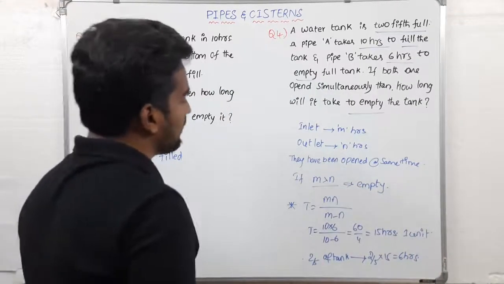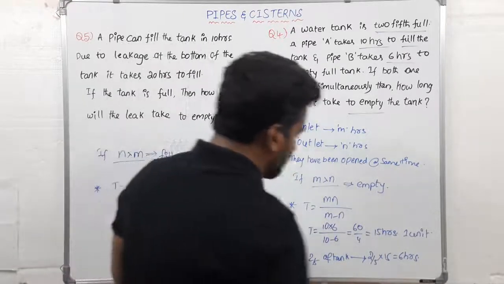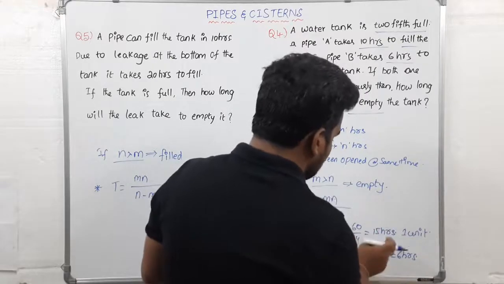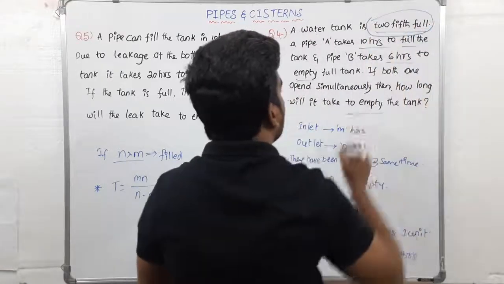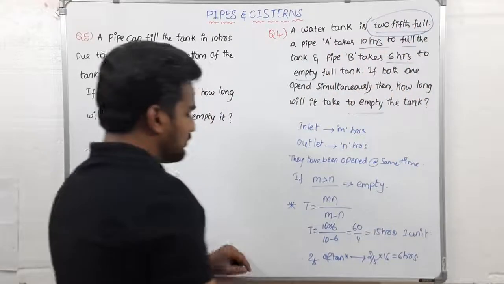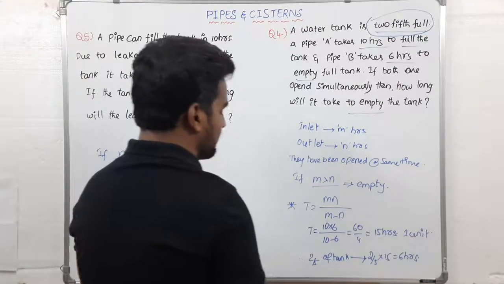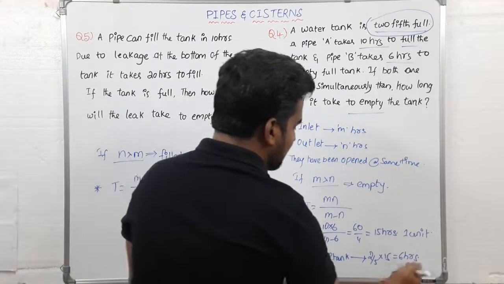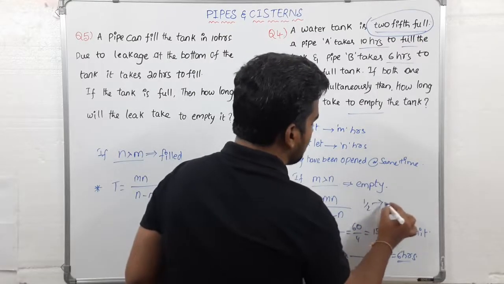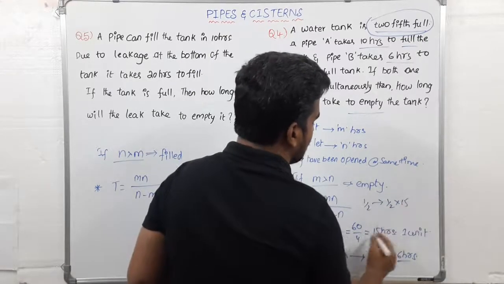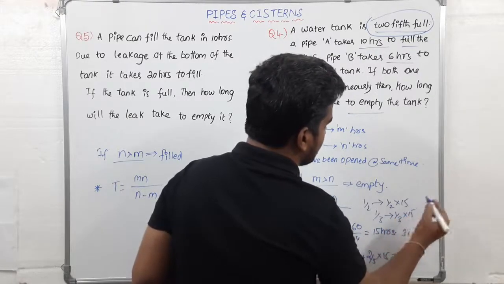So read the question properly. This 15 hours will be there in the options, and if you get confused, you will end up with the wrong answer. The key point is that the tank is 2/5 full, so we multiply the time we got for 1 unit of tank by 2/5 to get the final answer as 6 hours. If the tank is 1 by 2 full, we multiply 1 by 2 into 15. If the tank is 1 by 3 full, we multiply 1 by 3 into 15, just like that.